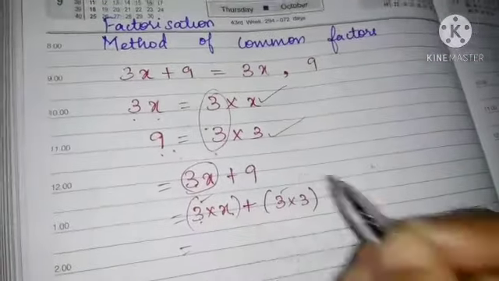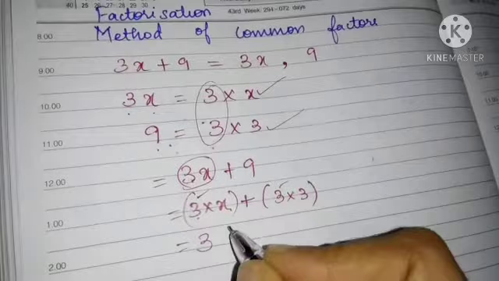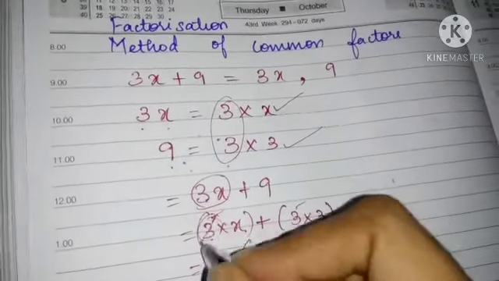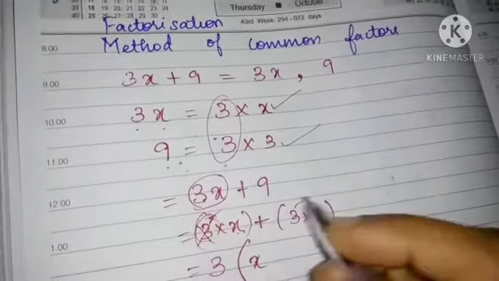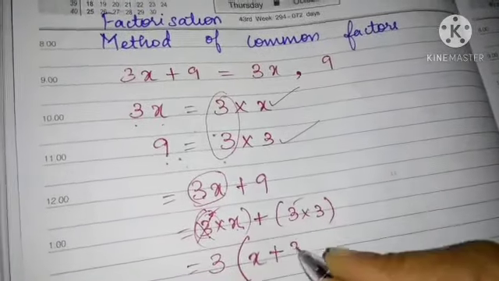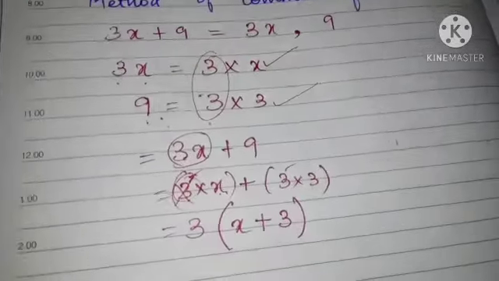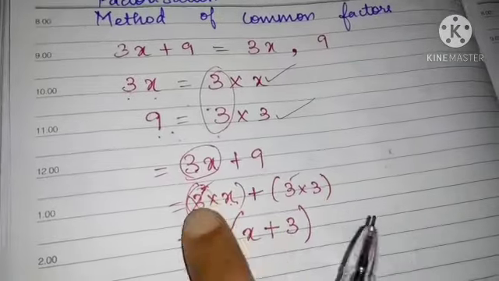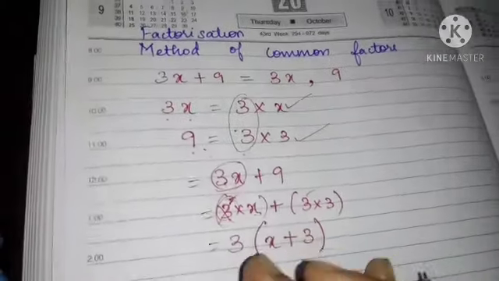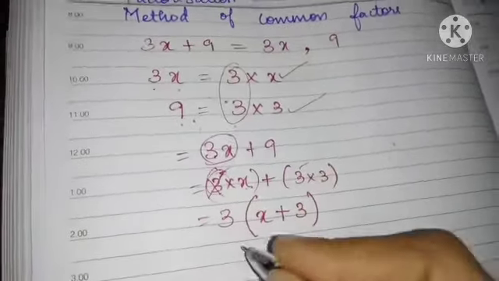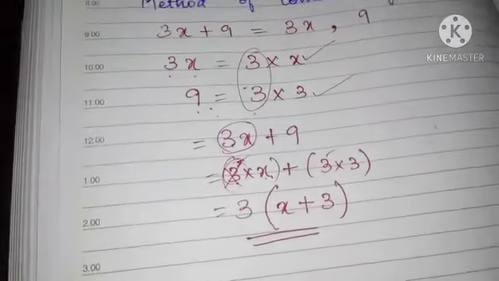So in these two, which is common? 3 is common. So I am taking 3 outside and opening a bracket. If I take 3 outside, what is remaining? x. Then plus. If I take 3 outside, what is remaining? 3. Okay. So I wrote 3. In these two, 3 is common, children, so I am taking 3 outside. So x plus 3. This is one more factorization.